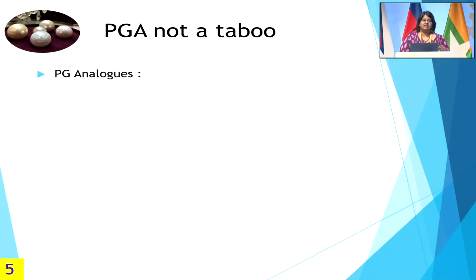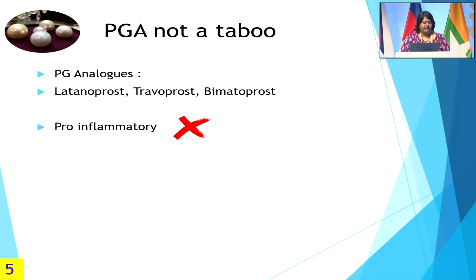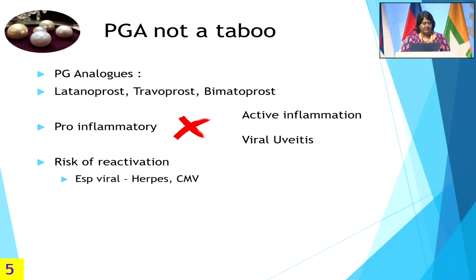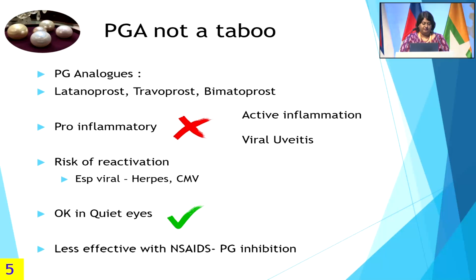Then the other pressing question is, are prostaglandin analogs useful in uveitis or not? Definitely, prostaglandin analogs like latanoprost, travoprost and bimatoprost are pro-inflammatory, agreed, and should not be used in active inflammation and viral uveitis because they definitely increase the risk for reactivation, especially in herpes and CMV viruses. There is risk for reactivation and they should not be used. But they are quite okay to be used in quiet eyes and non-infectious types of uveitis.